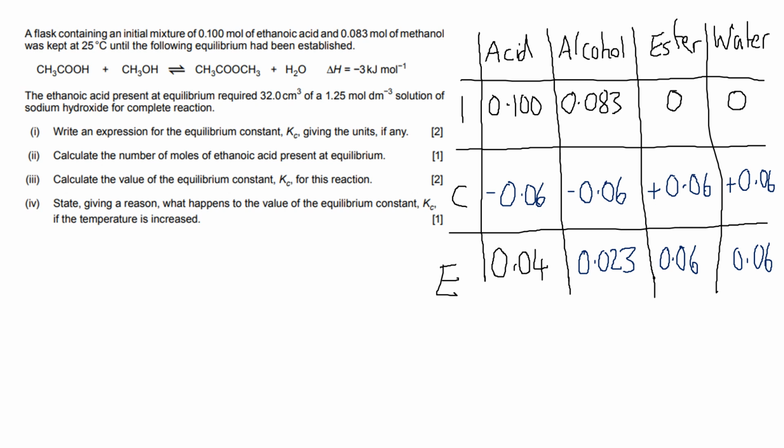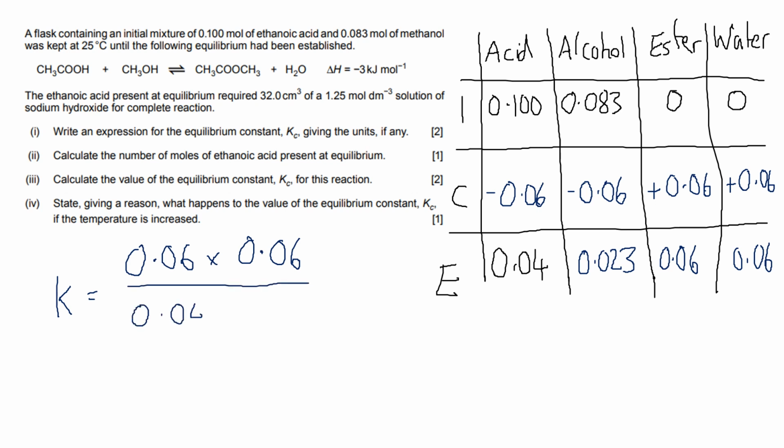So we then plug our numbers into the Kc expression that we created on the previous slide. So Kc would be the number of moles of the ester, which is 0.06, times the moles of the water, 0.06, divided by the moles of the acid, which is 0.04, times the moles of the alcohol, which is 0.023.